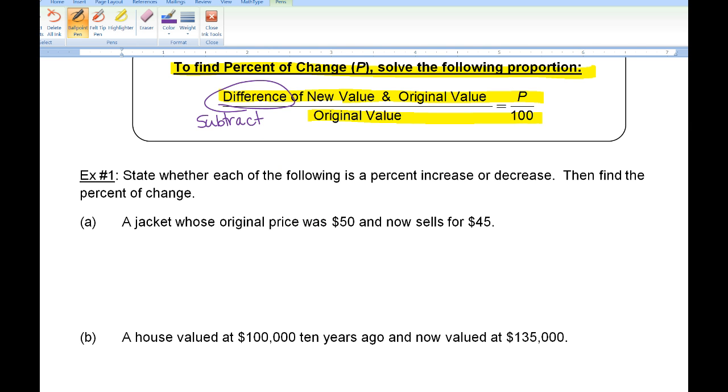here's our first example. It says state whether each of the following is a percent increase or decrease. Then find the percent of change. Okay, a jacket whose original price was $50 now sells for $45. So did the price go up or go down? Down. Okay, so that means this is going to be a percent decrease.